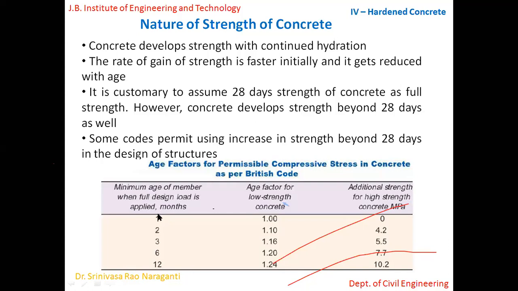That means immediately after 1 month of casting the element, in the sense a beam or concrete, we'll assume that it's a one factor. That means one in the sense completely attained. Example, M20 is attained 20 MPa. That's it. Additional strength is nothing.